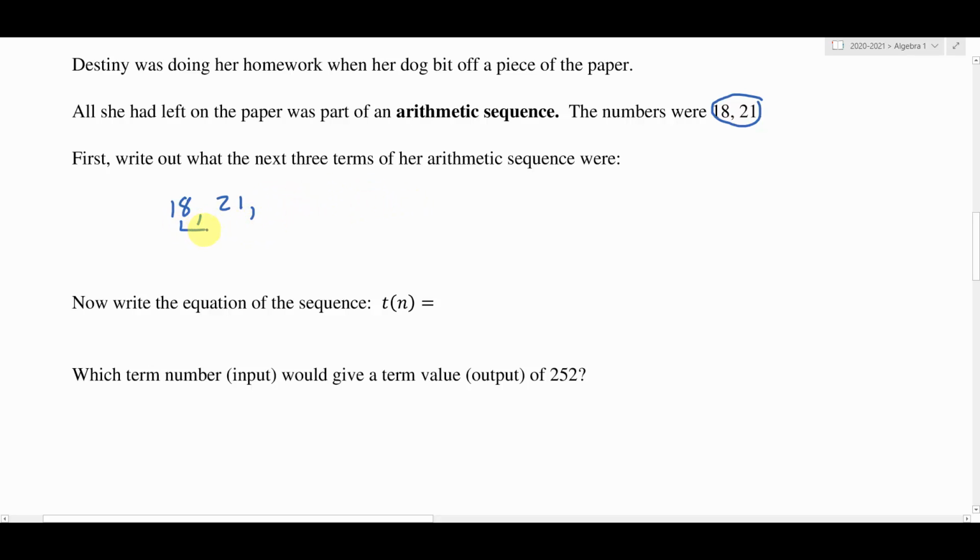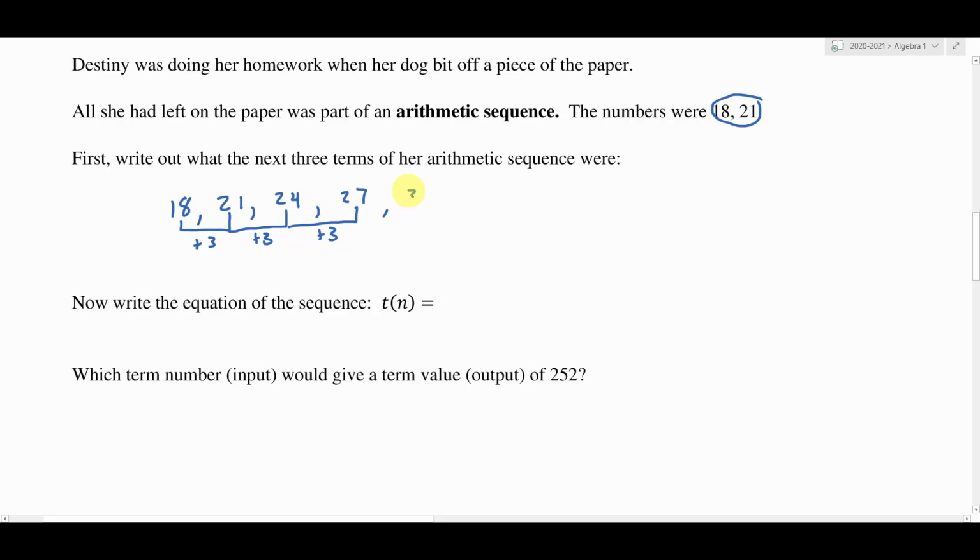So if I look at this, right, going from 18 to 21, I would add 3. So to go to my next term here, I would have to add 3 again if it's going to be arithmetic, right? So 21 plus 3 is 24. Right? That would be me adding 3 again. And then I would add 3 again. So that would take me up to 27.